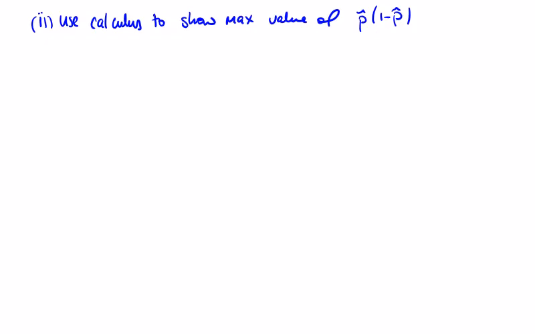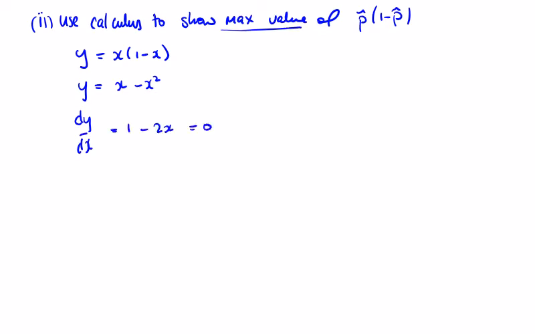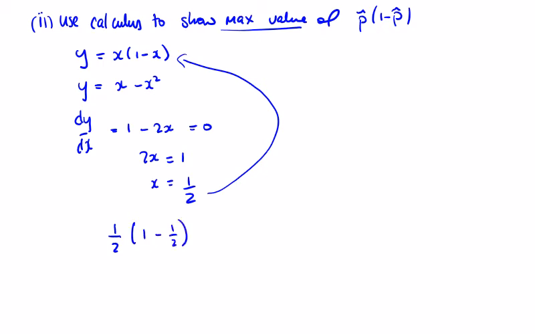We'll have to use calculus to show the max value of this. Well, if we change it into y is equal to x times 1 minus x, we're going to get y is equal to x minus x squared. dy/dx, we know to find max, we're going to differentiate, solve for it equal to 0. So 1 minus 2x would be equal to 0. So 2x would be equal to 1. So x would be a half. And then to find my actual max value, I put it back into the original. So I'm going to end up with a half times 1 minus a half, which is a half by a half, which is a quarter.